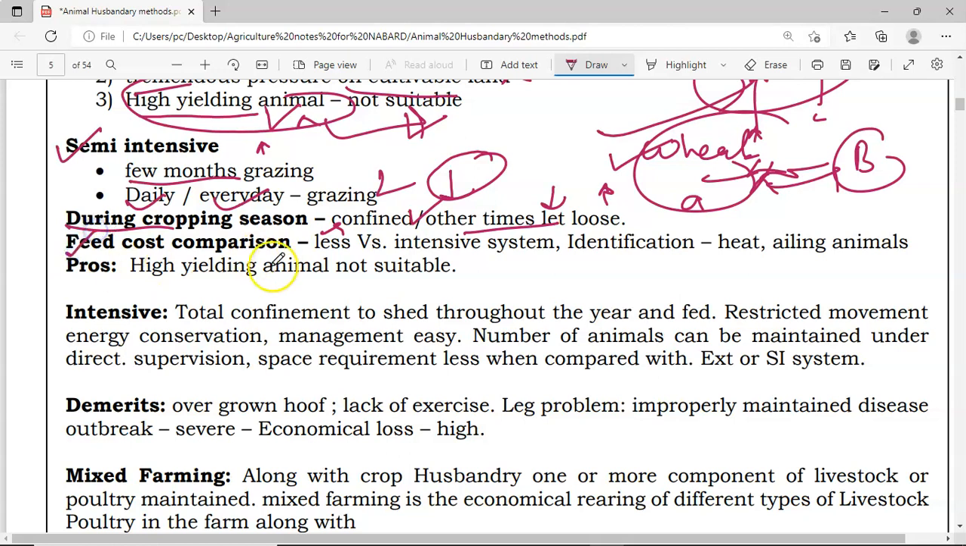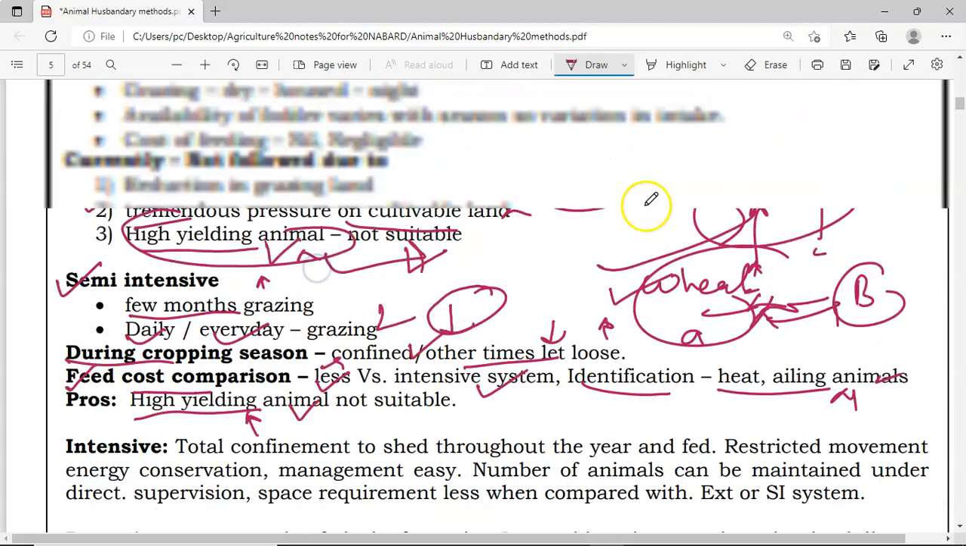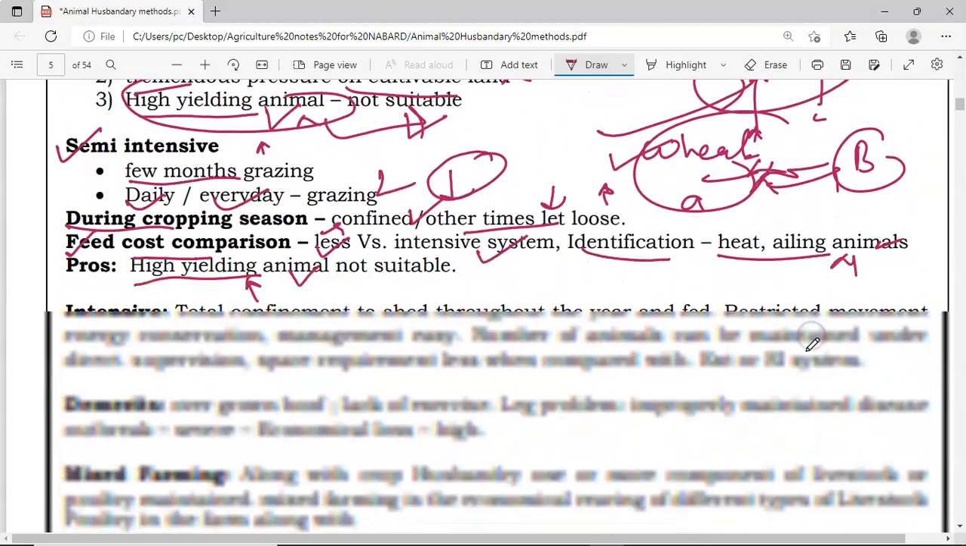But an important point from this semi-intensive system is that the feed cost, as compared to the other system, is less versus the intensive system, and identification of heat and ailing animals is also an important part. It is also not suitable for high yielding animals. Examples can be the same, this Murrah buffalo.